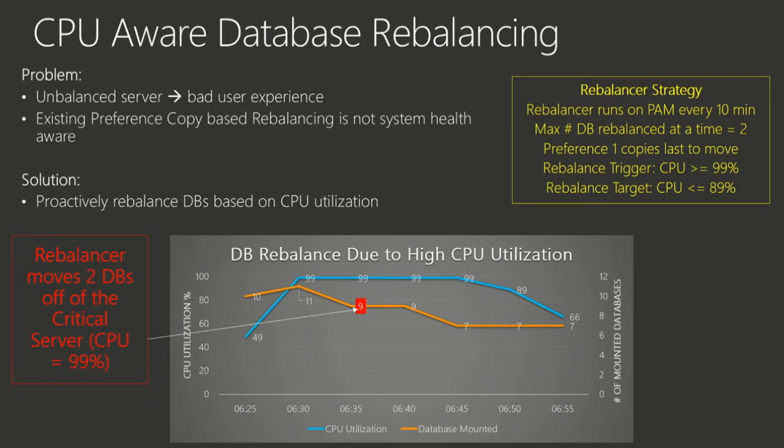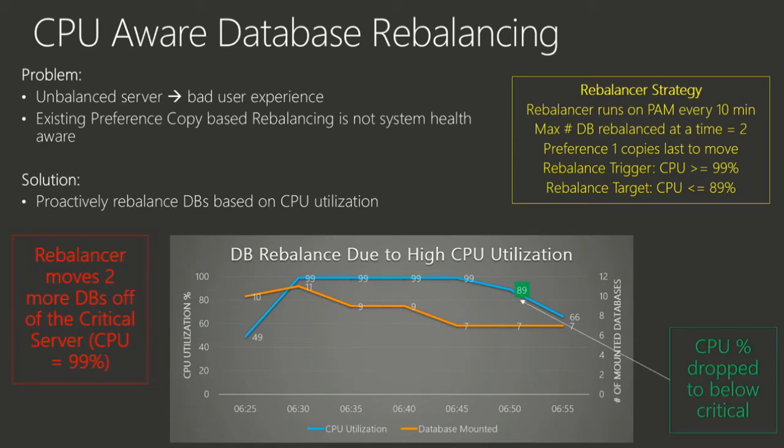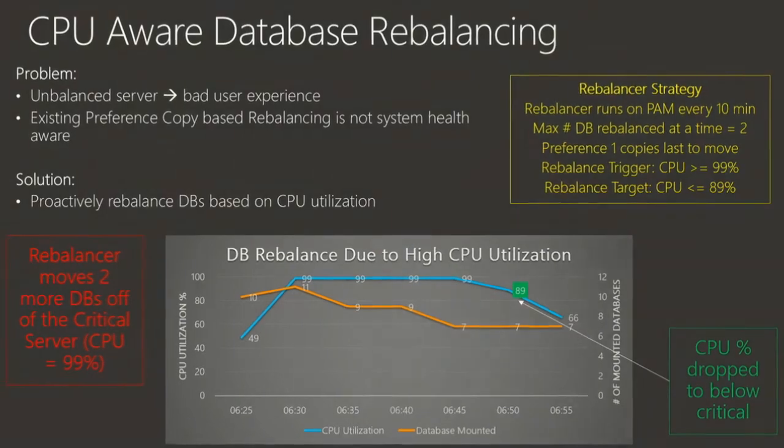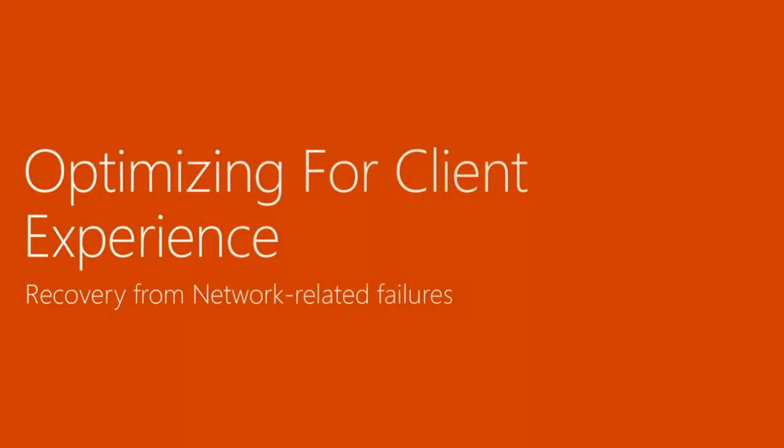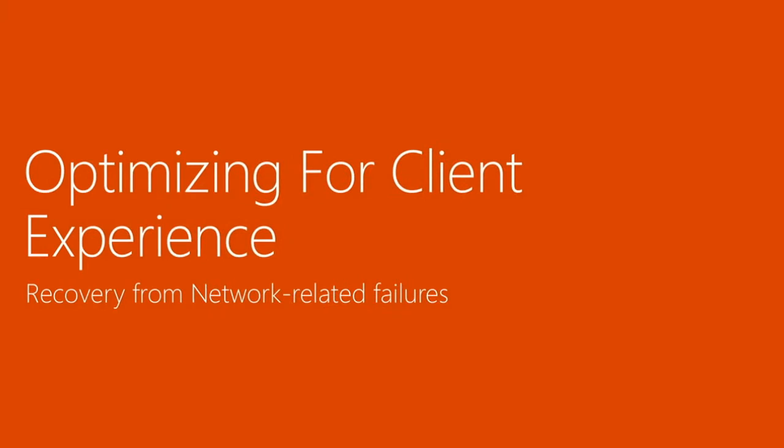But you see that the CPU utilization is still pretty high. So 10 minutes later, the rebalancer runs again and moves 2 more databases. Now we're at 7 databases on that server, and finally, 5 minutes later, that server becomes healthy, at 89% utilization. So again, very simple concept, but it's really helping us make your experience better when you're using Exchange. So I'm going to give this back to Kathleen to talk about another new monitor that we've got.